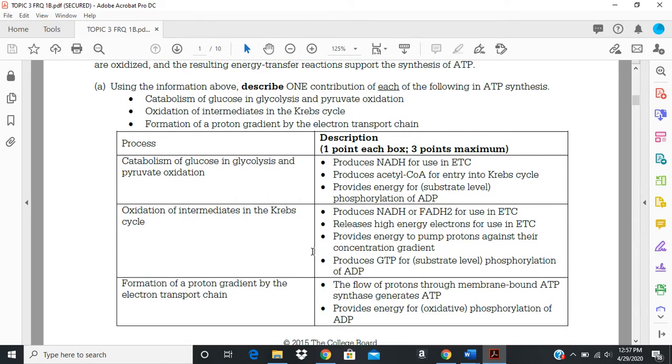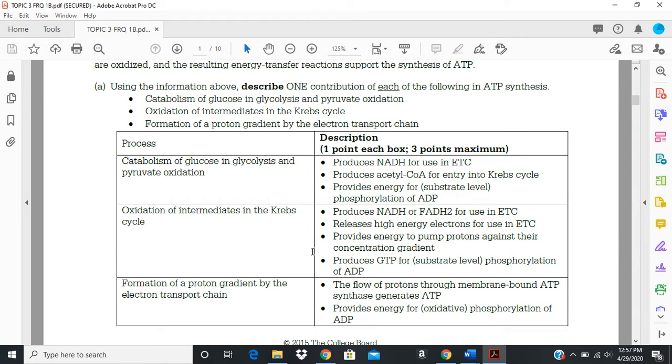It's quite a bit here, right? Glucose and glycolysis, we know that we're going to produce NADH. We're producing the acetyl-CoA for the Krebs cycle. So we're contributing the hydrogens in NADH for electron transport. The acetyl-CoA is important for getting that Krebs cycle going. We also make ATP because this is going to allow us to phosphorylate ADP to ATP.